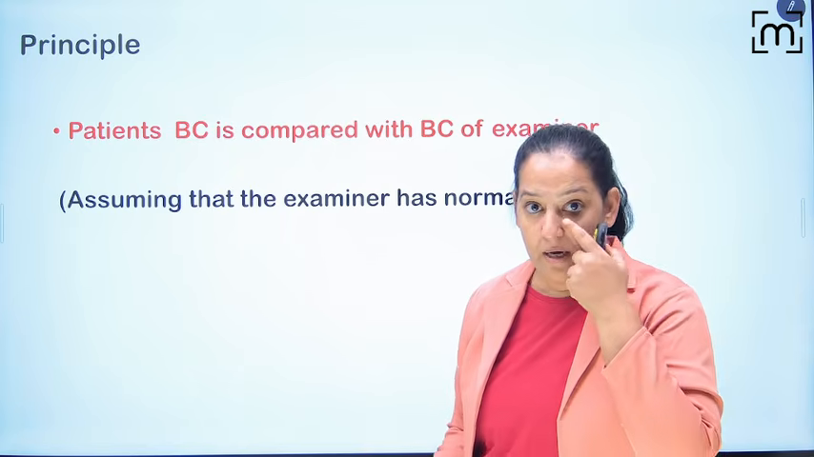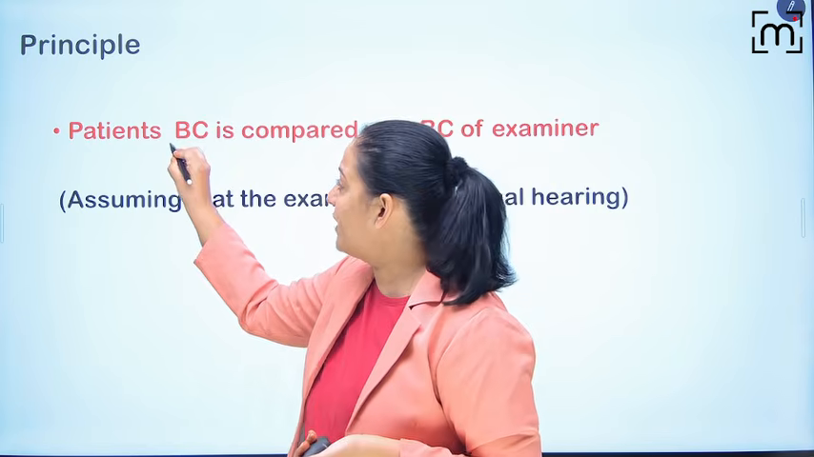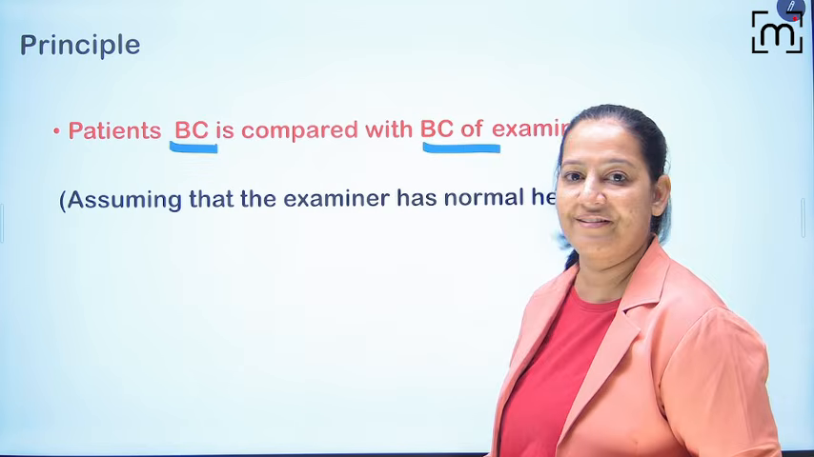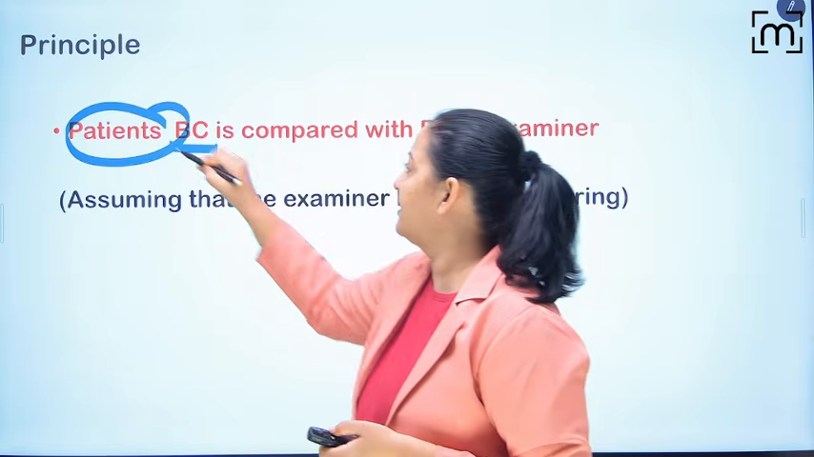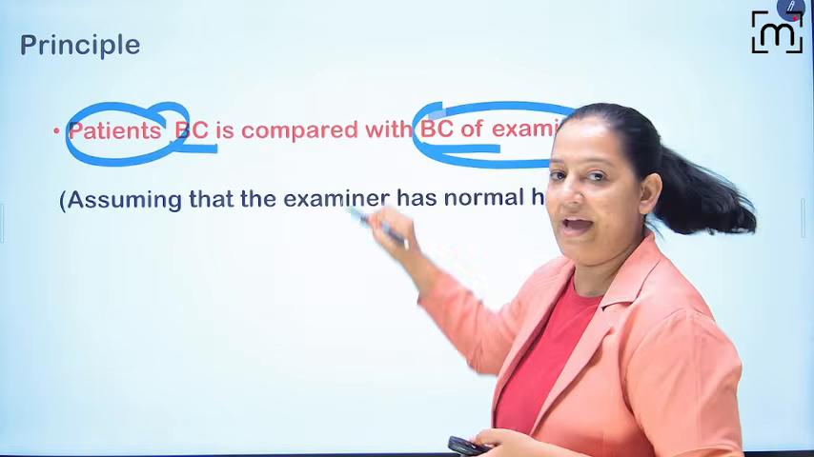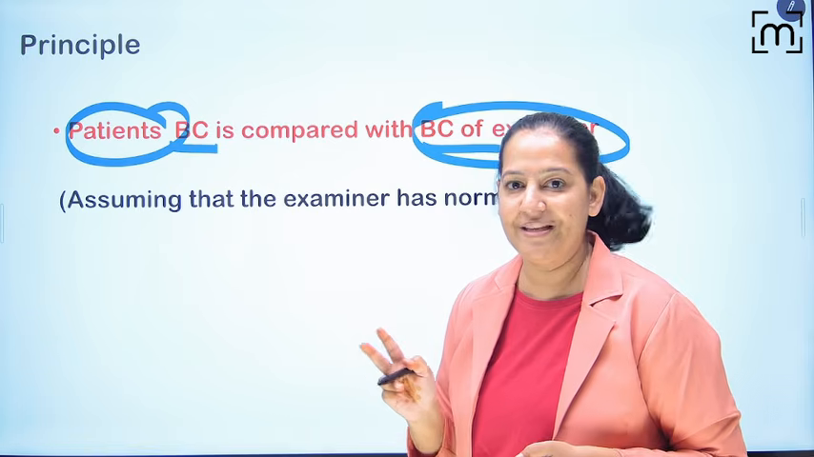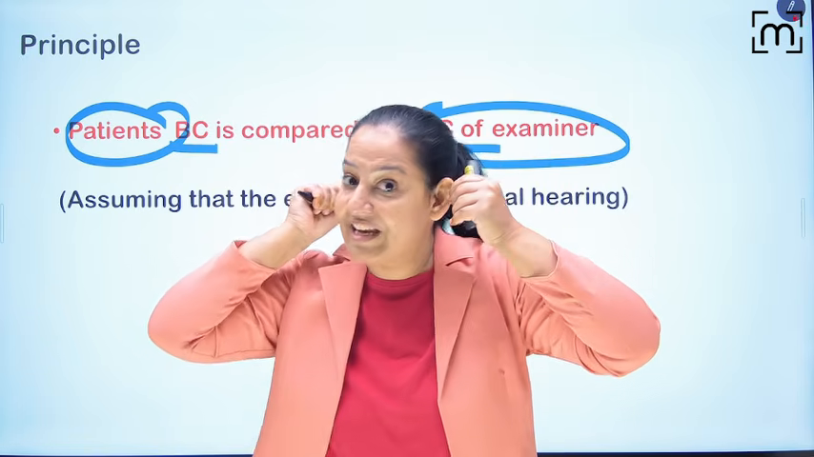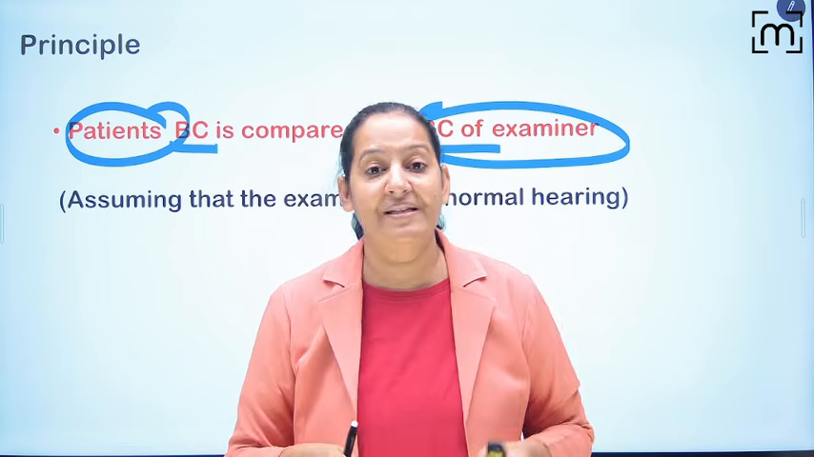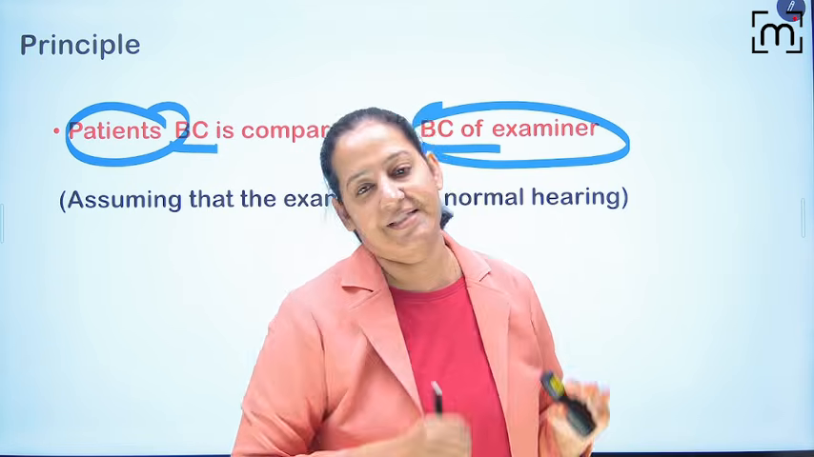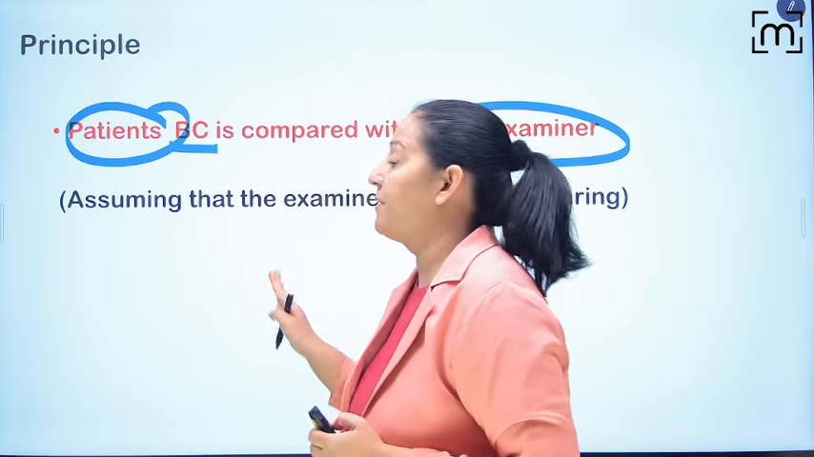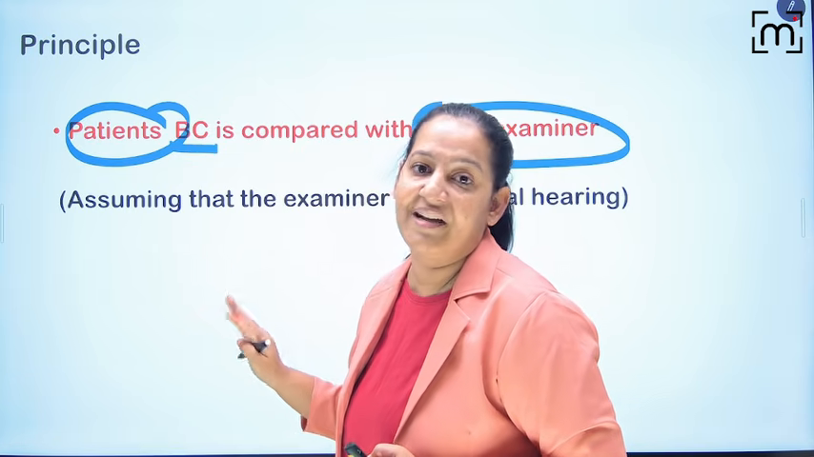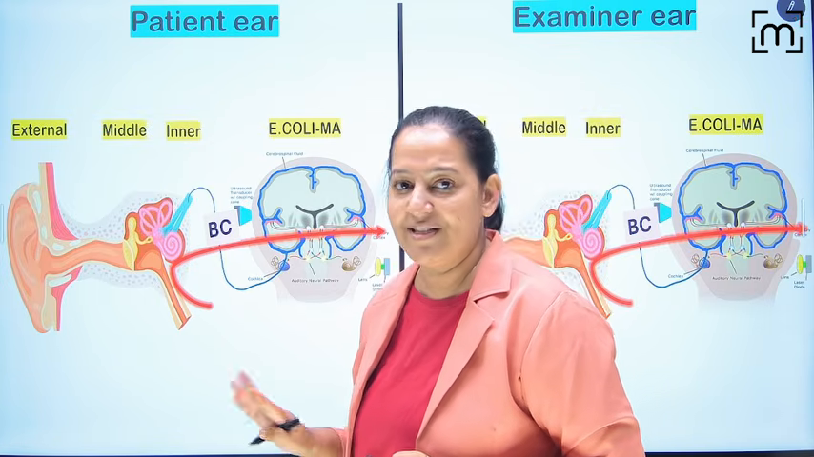What is the principle? Here we compare BC of the patient with BC of the examiner. Again both BC. In Weber also we were comparing both BC, but BC of the right ear with the left ear of the patient. But here it is BC of the patient with BC of the examiner. So that's the principle. Principle is the most important thing in the entire session. Learn the principle. The method is very easy.